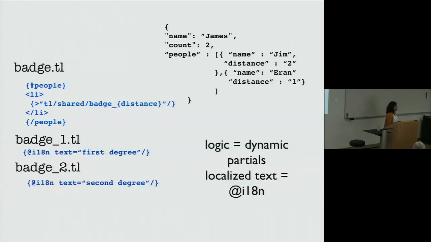So explain why you chose to make two partials for badge1 and badge2 instead of just making a badge partial that takes the distance, since it's in the parent context, and does an if inside of that. Is there a train of thought behind that choice?